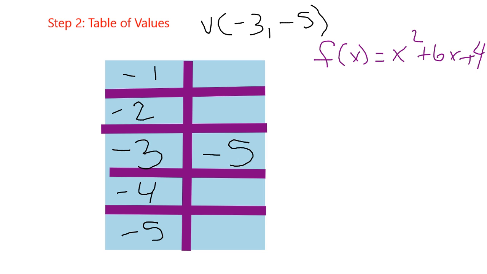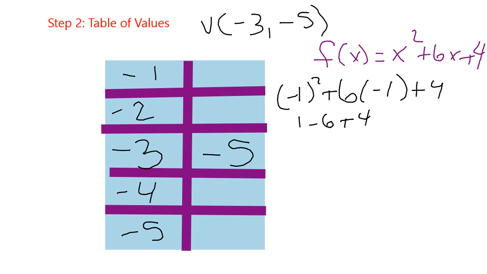So my first one I'm going to substitute is negative 1. So I'm going to have negative 1 squared plus 6 times negative 1 plus 4. We're going to follow order of operations. So negative 1 squared is 1. 6 times negative 1 is negative 6. And positive 4. When we add those all together, we end up getting a negative 1. So the point is negative 1, negative 1.